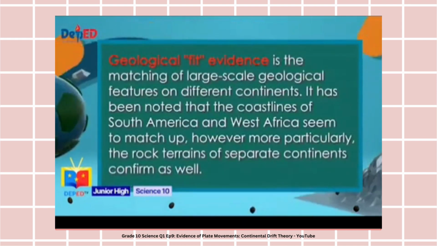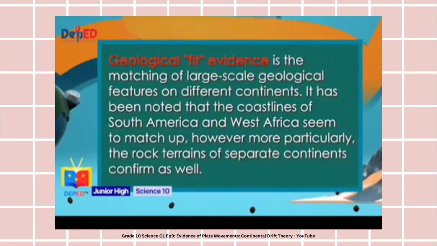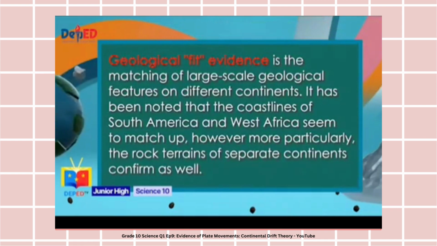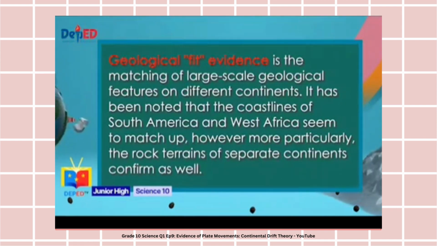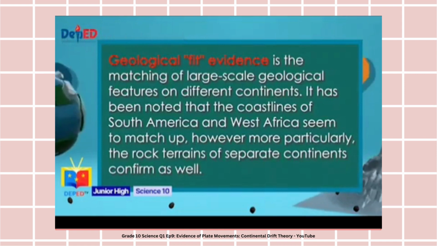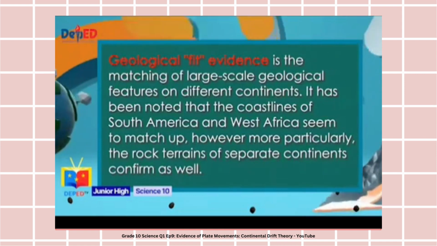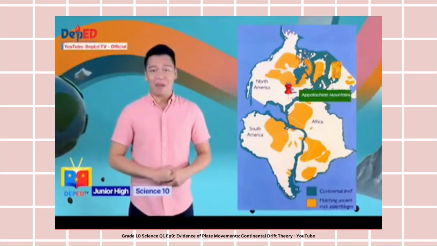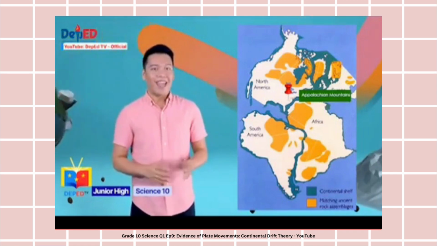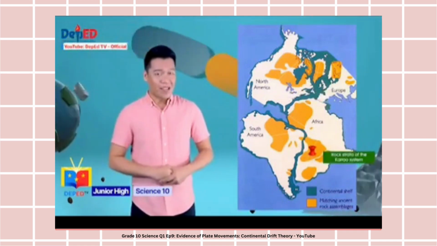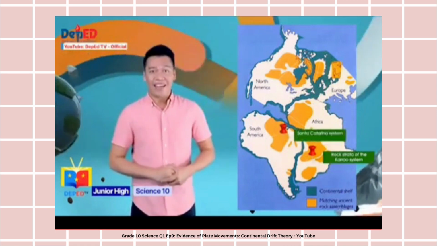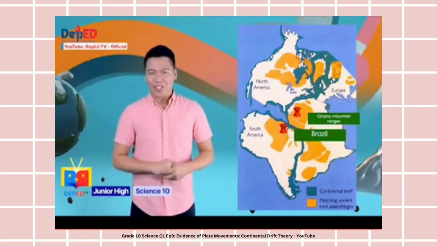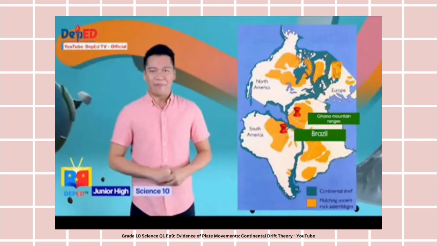Geological fit evidence is the matching of large-scale geological features on different continents. It has been noted that the coastlines of South America and West Africa seem to match up. However, more particularly, the rock terrains of separate continents confirm this as well. Examples include the Appalachian Mountains of eastern North America, linked with the Scottish Highlands, and the familiar rock strata of the Karoo system of South Africa, matched correctly with the Santa Catarina system in Brazil, and Brazil and Ghana mountain ranges agreeing over the Atlantic Ocean.